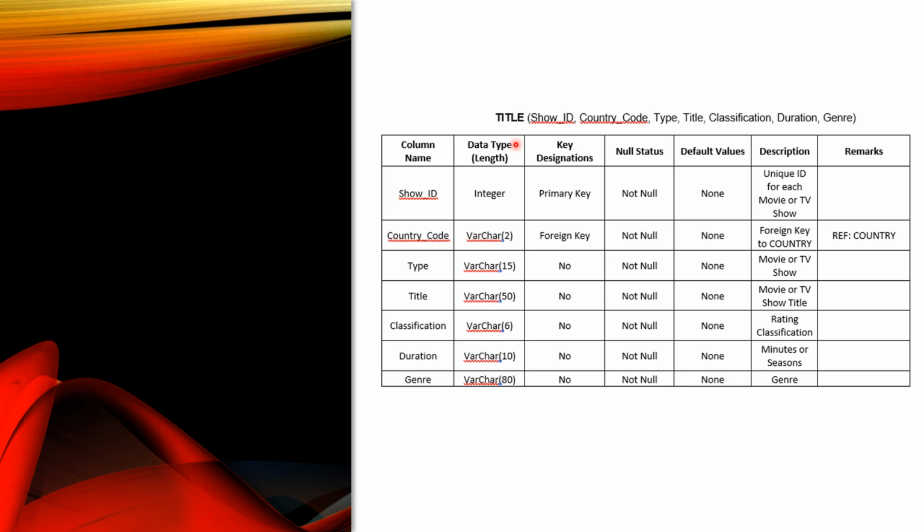Also in the data dictionary, we need to show all the tables with all their information. For example, here, title, the column shows the column name. It shows all the attributes, show ID, country code, type, title, all the attributes that we use in this table. And data type, key designation, which is primary. This one is the primary key. This one is the foreign key. Country code is the foreign key. And then, as I mentioned, null status. And here, as you see, the description and also remarks, for example, this foreign key, country code, refers to the country table.